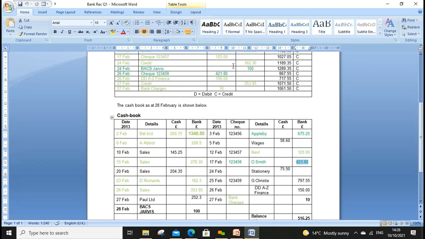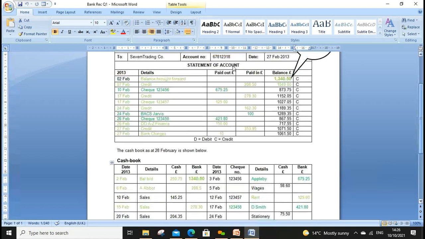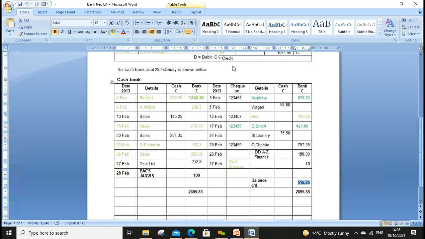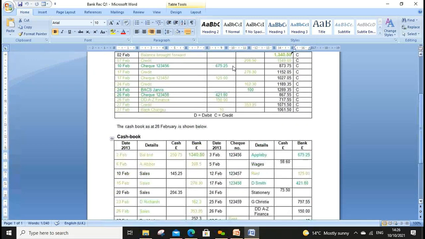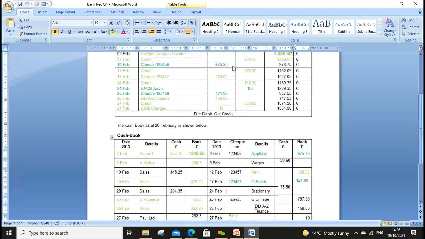Okay guys, so we'll match each item, and then we'll do the bank debit side and the bank credit side. The balance coming in on the bank statement is the positive balance of 516.25. After the adjustment, the balance of my cash book should be 516, and the bank should be the same.